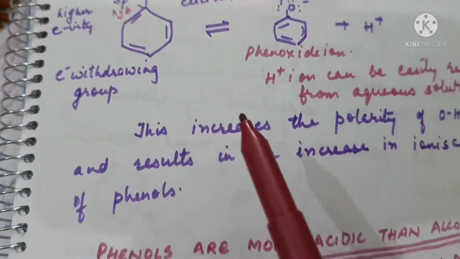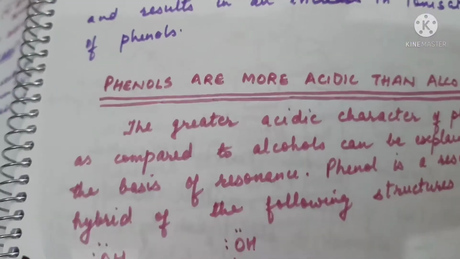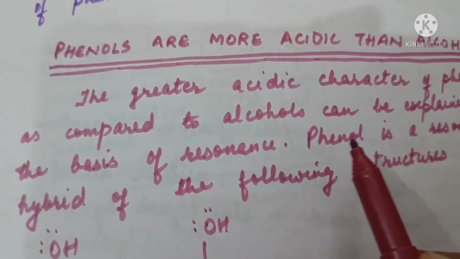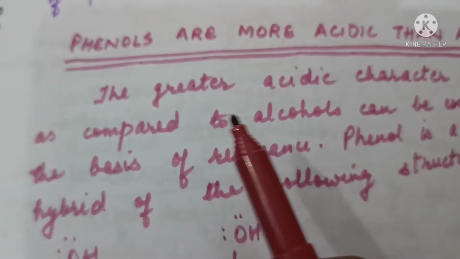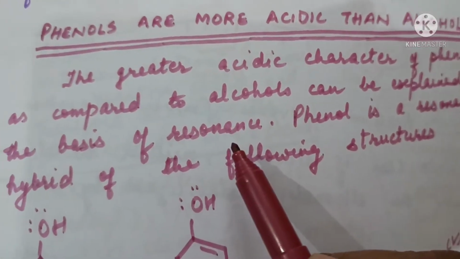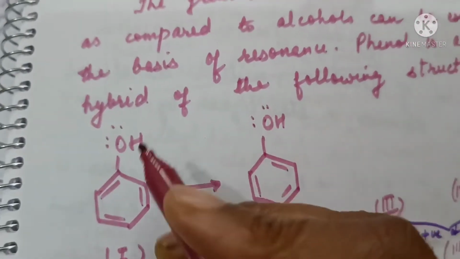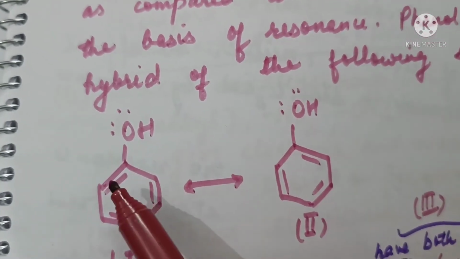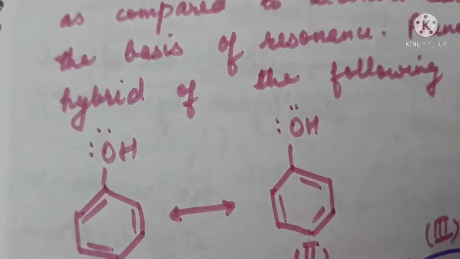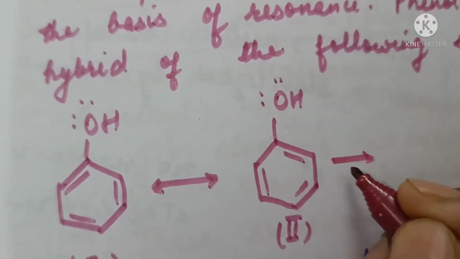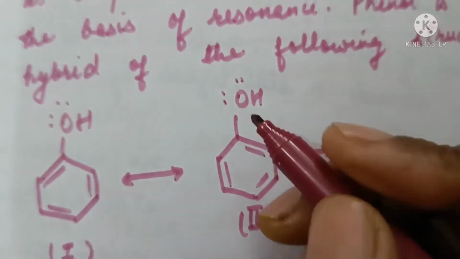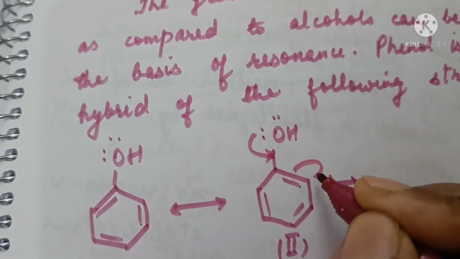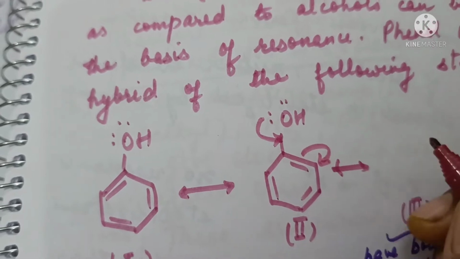To explain the acidic nature of phenol, we see that phenol and phenoxide ions are both resonance stabilized. Their acidic character can be explained on the basis of resonance. Phenol is a resonance hybrid of the following structures: C6H5 and OH, and another structure where the double bonds are on alternate positions. Then we can draw some more resonating structures of phenol. These electrons move to this side and electrons will come over here.